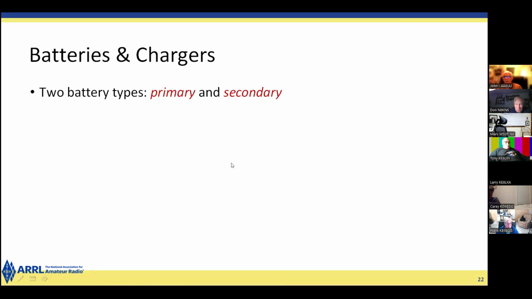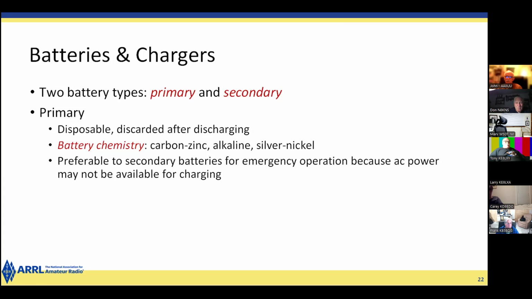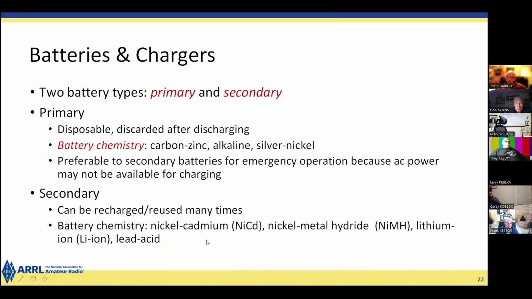Two battery types. Oh, batteries and chargers. Two battery types, primary and secondary. Primary, disposable, discarded after discharging. Battery chemistry: carbon, zinc, alkaline, silver, nickel. Preferred to secondary batteries for emergency operation because AC power may not be available for charging. Okay. Secondary can be recharged, reused many times. Battery chemistry, and this goes back: nickel cadmium, nickel metal hydride, lithium ion, lead acid.